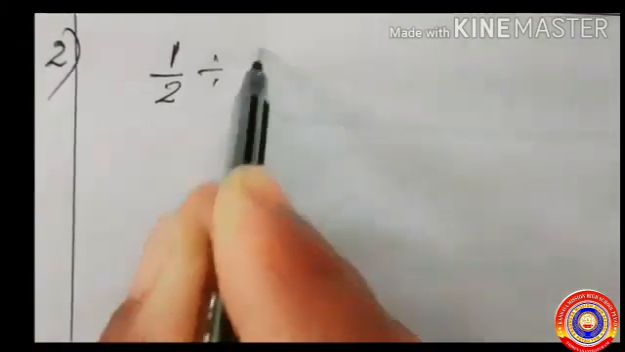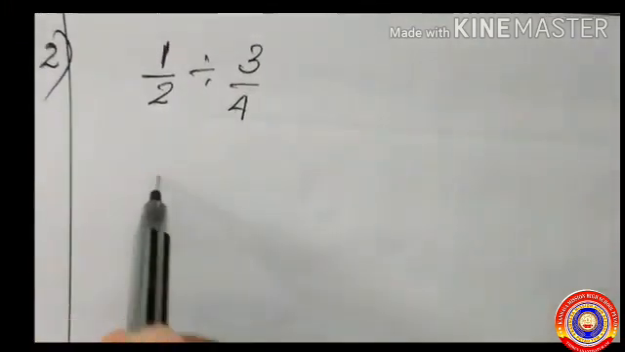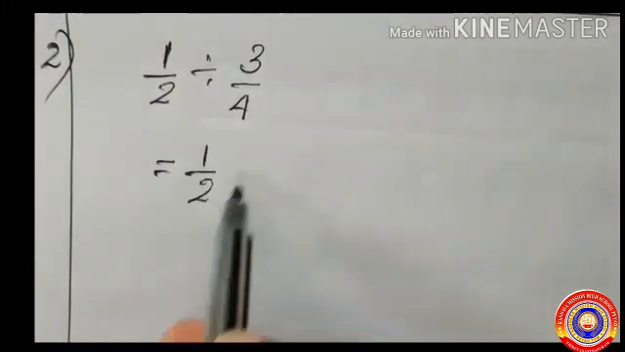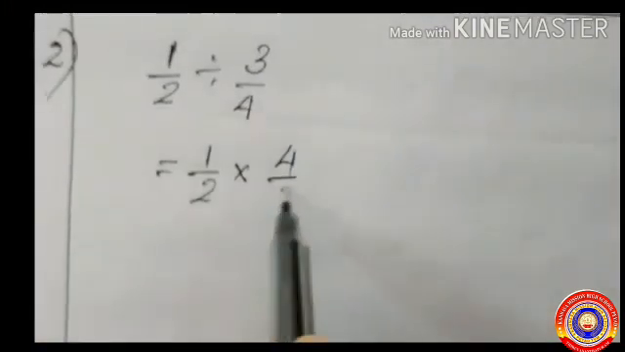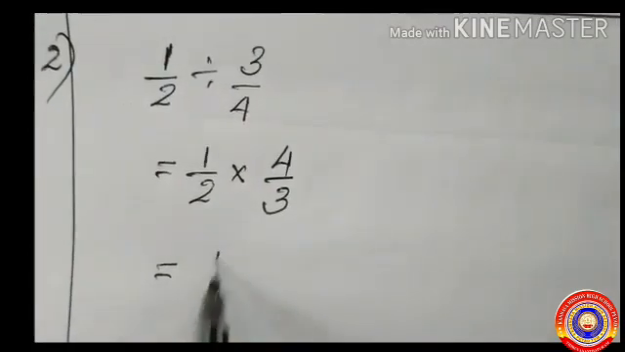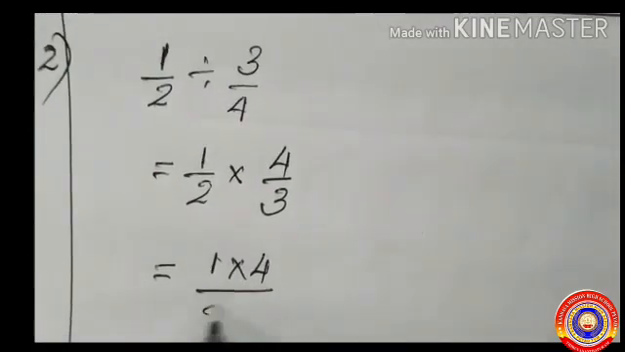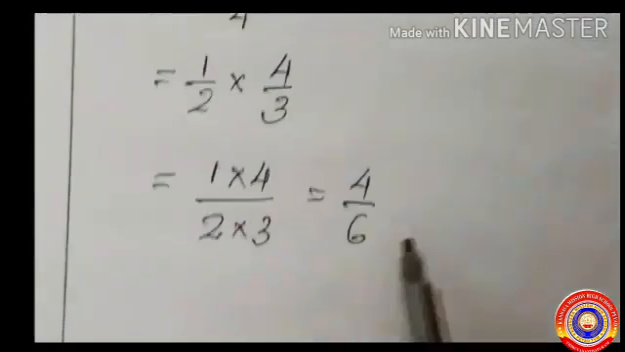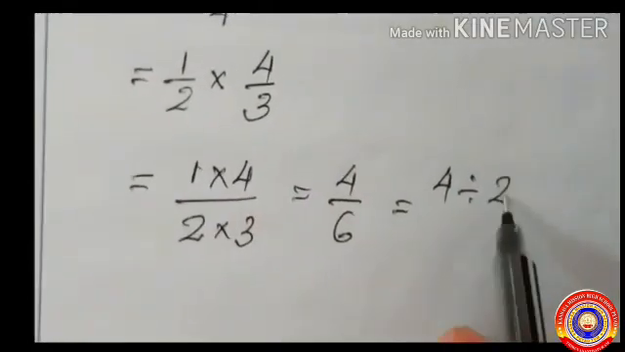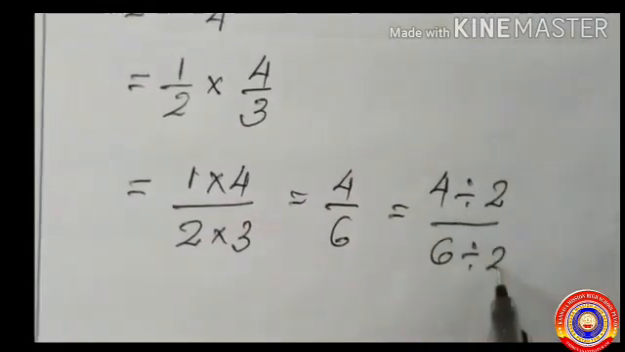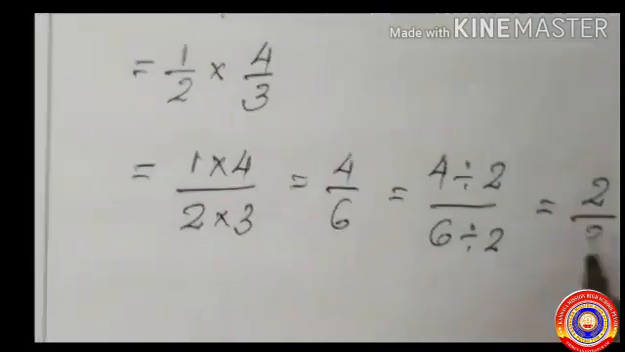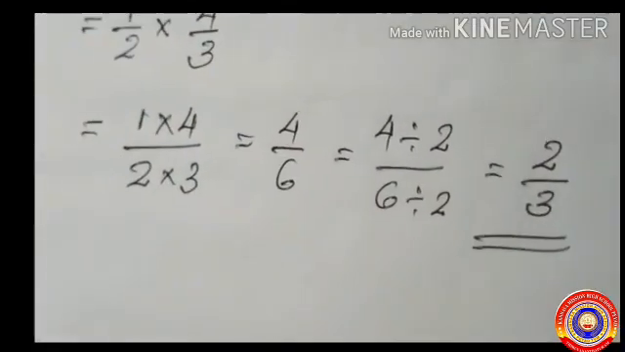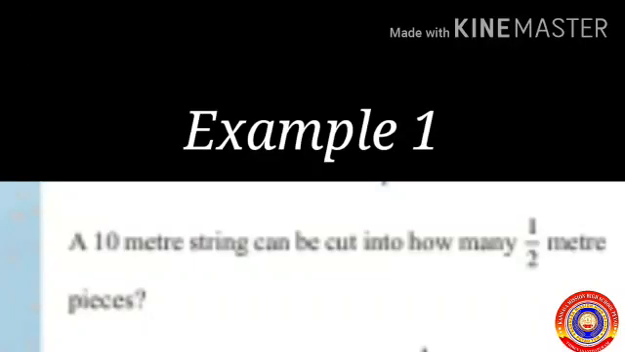In second question, divide 1 by 2 by 3 by 4, which is equal to 1 by 2 into 4 by 3, which is 1 into 4 by 2 into 3, which is equal to 4 by 6. In simplest form, 4 divided by 2 and 6 divided by 2, which is 2 by 3. Next, we shall do some word problems relating fraction division.